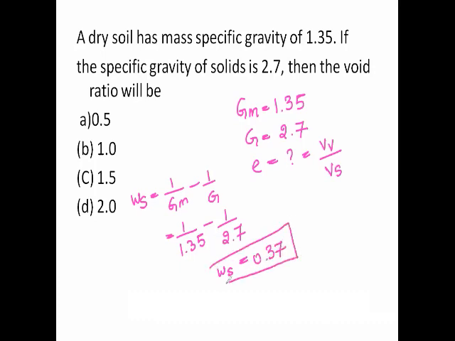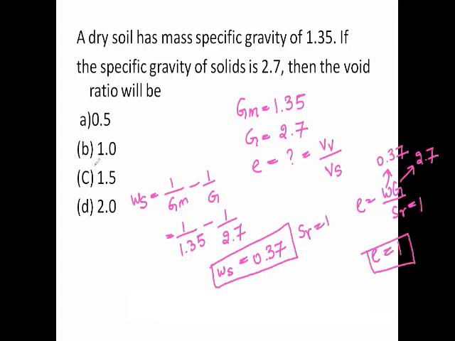We know that at the shrinkage limit, the degree of saturation is 1. Then I'm using the concept that e is equal to wG by Sr. Sr is 1, and w becomes the shrinkage limit Ws, which is 0.37, and G is given as 2.7. If you multiply, you will simply get the e value equal to 1. Therefore the answer is 1, so option B is the correct answer for this question. This can be further solved by other methods also, but I'm preferring this method. Next question.